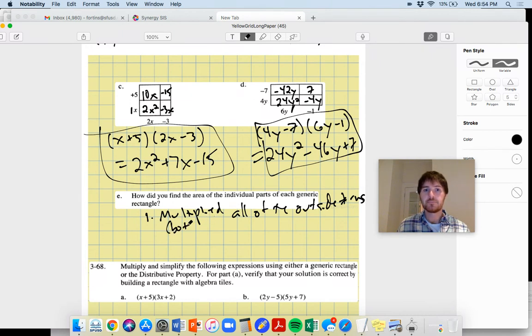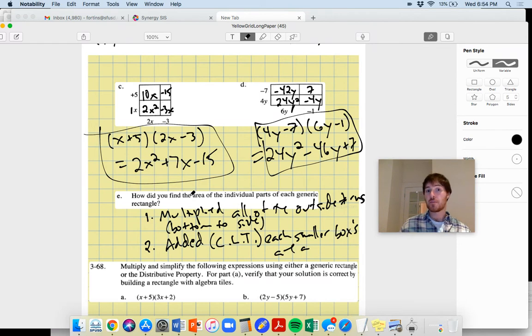Right, bottom to side, right? Bottom to side, each term, right? This bottom one to that side one, this bottom one to that side one. So we did all the terms on the bottom times all the terms on the top, every combination we could do. And then finally, after we multiplied, we added, okay? We added, right? Combine like terms. We combined like terms and added each smaller box's area to determine the area.